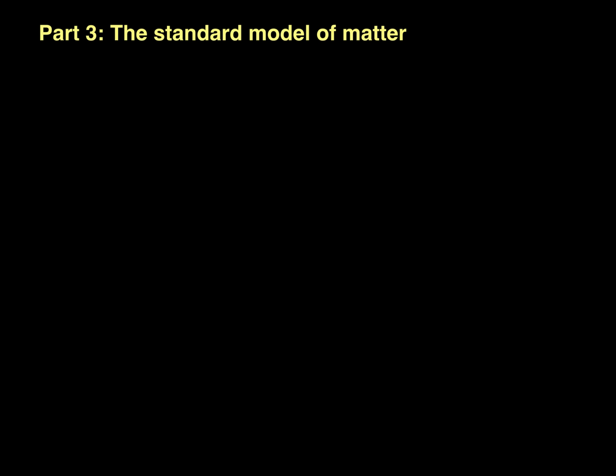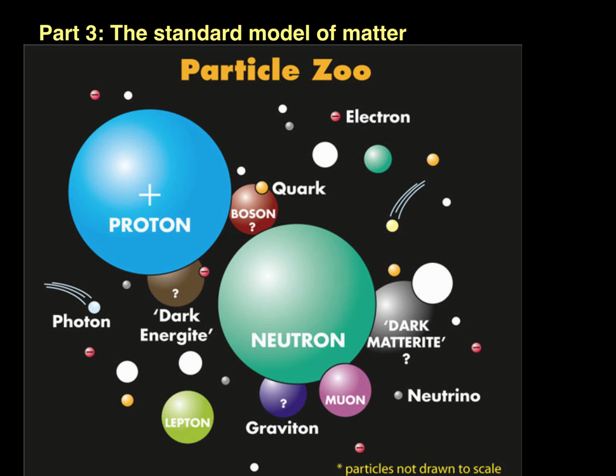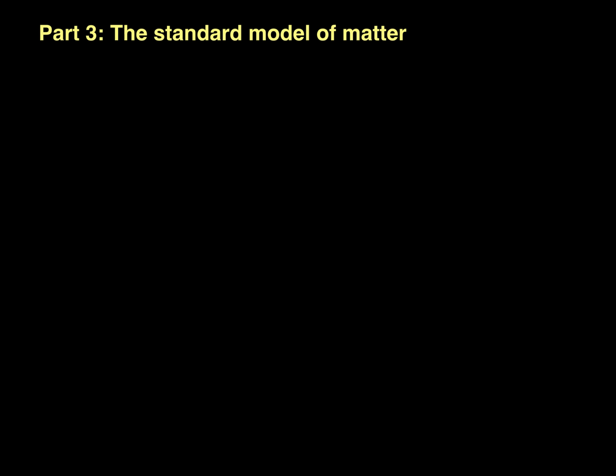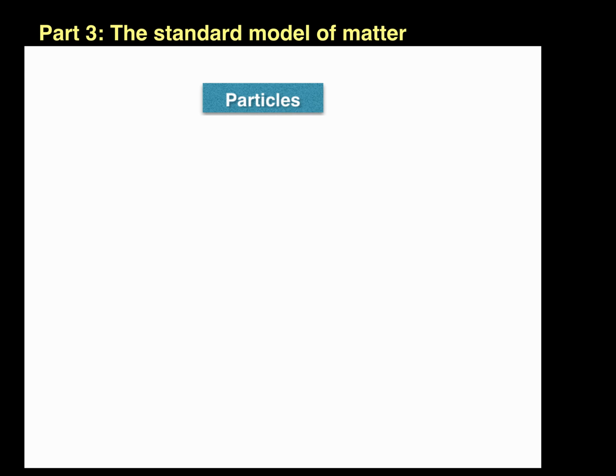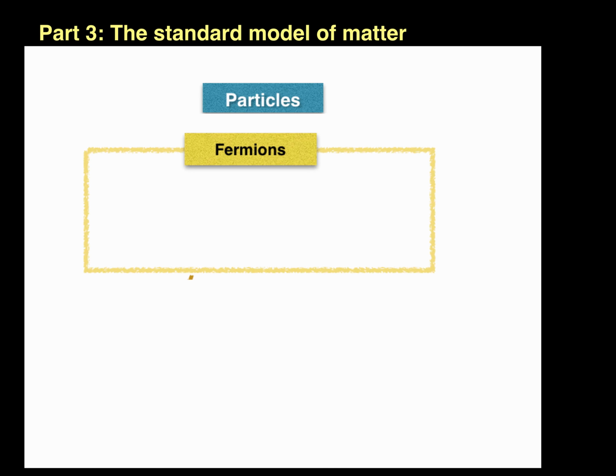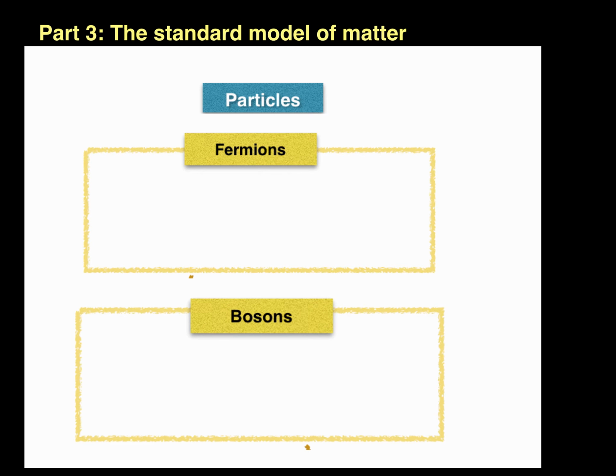Part 3, the standard model of matter. After the discovery of subatomic particles, scientists started to discover a whole bunch of different particles: muons, tauons, photons, neutrons. All of these particles amounted to what scientists called the particle zoo. They needed to have some way of organizing the particles into a system that made sense. This system is called the standard model of matter. According to the standard model of matter, there are 2 kinds of particles, fermions and bosons.